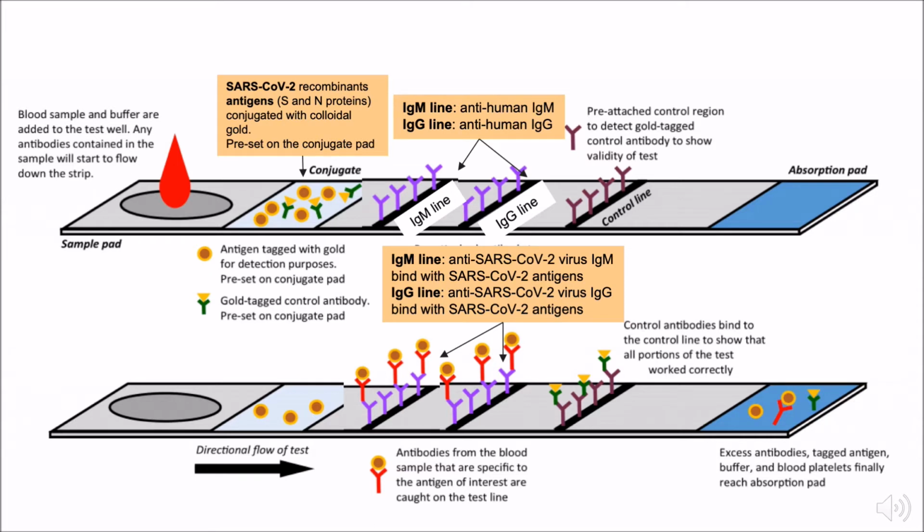The anti-SARS-CoV-2 virus IgM, if present in the specimen, will bind to the SARS-CoV-2 conjugates. The immunocomplex is then captured by the anti-human IgM line, forming a burgundy-colored M line, indicating a SARS-CoV-2 virus IgM positive test result.